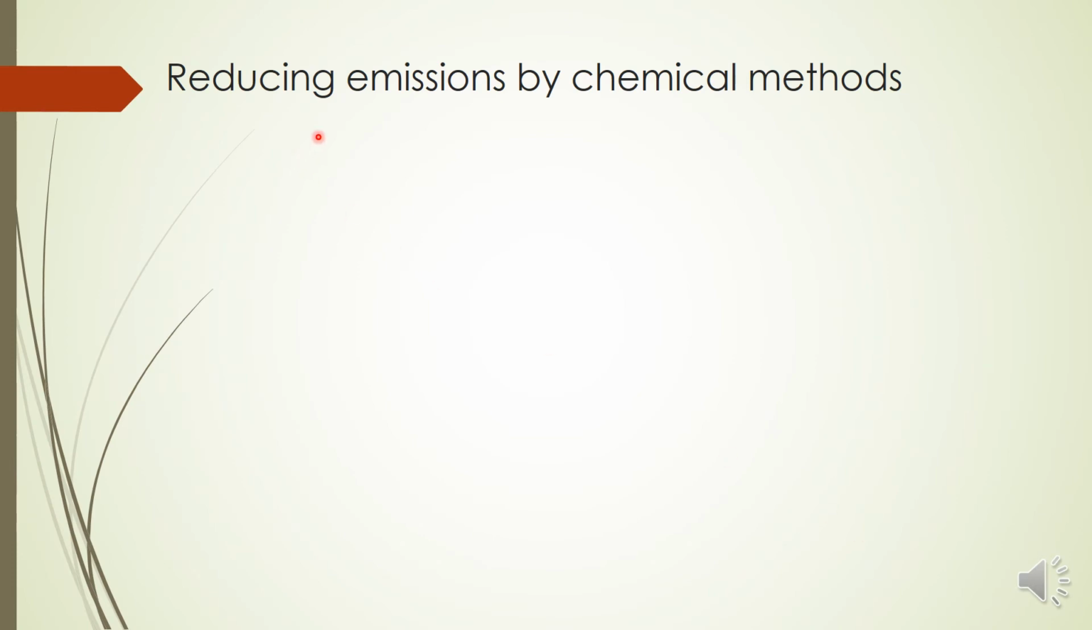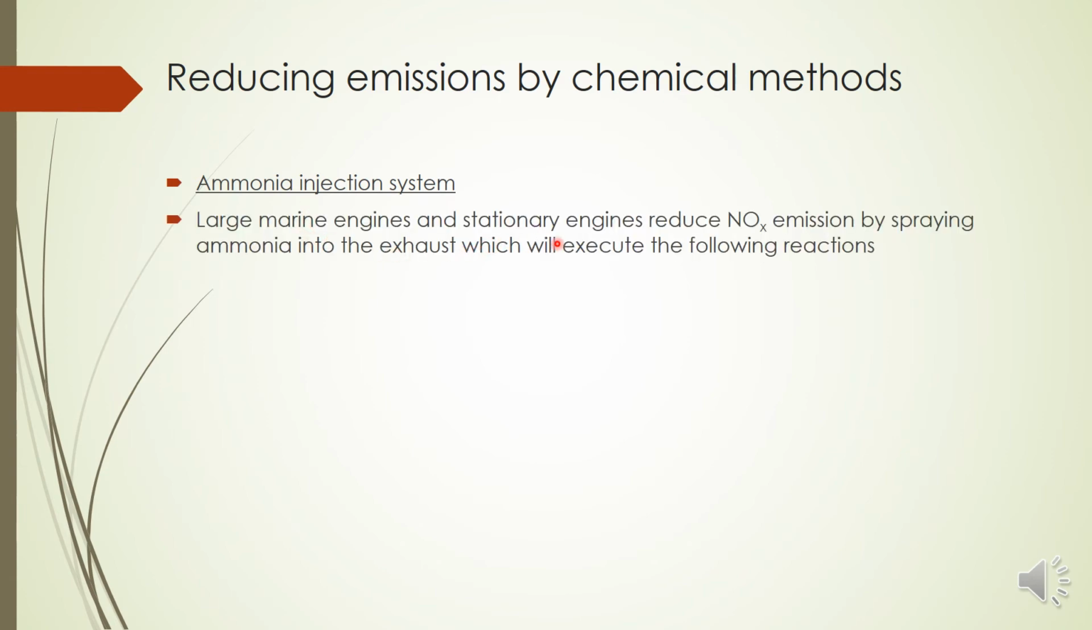Now, what is the other method? Another method is we can reduce this emission by chemical treatment, for example, the ammonia injection system. It is used in some marine engines and stationary engines to reduce the NOx emission. What we will do is spray a small amount of ammonia into the exhaust and it will give this reaction. Ammonia will react with the nitrogen oxide and oxygen to form nitrogen and water. So we are converting it into harmless products.